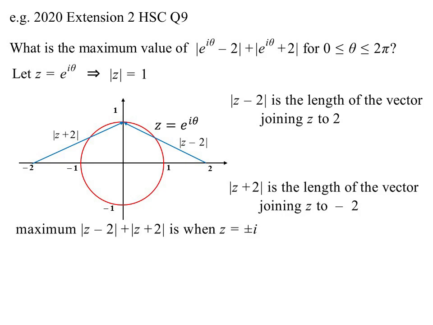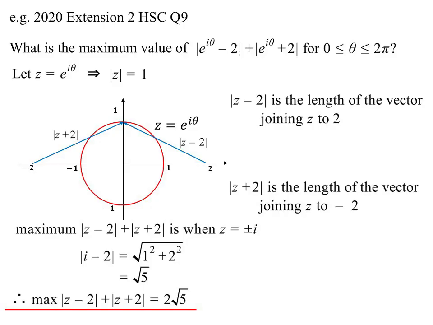All right, let's work it out then. What is the modulus of i minus 2? That's root 5. Now, because I've got a symmetric shape, that must also be the length of the other one, so I know the maximum is 2 root 5.